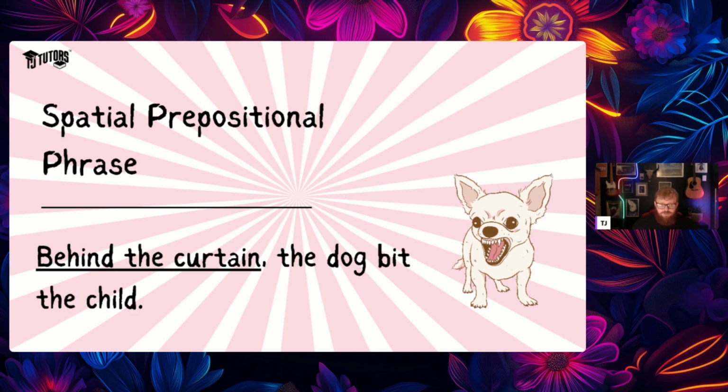Okay, cool. Hopefully we've got some interesting ideas there. Now, next one we're going to think about is spatial prepositional phrase. It sounds really confusing, but it's basically just using prepositions of space, so location.